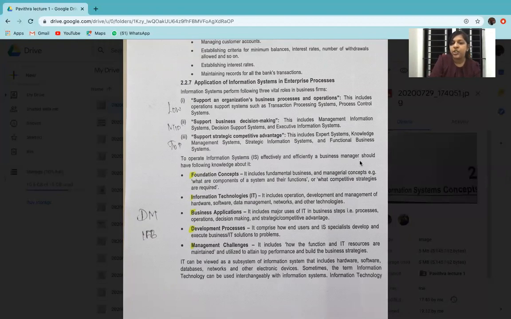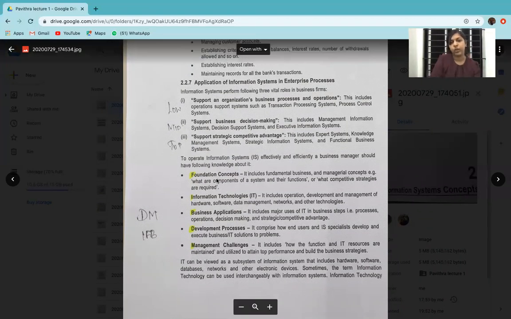And next is to operate the information system effectively and efficiently. A business manager should have knowledge of the following. What are they?